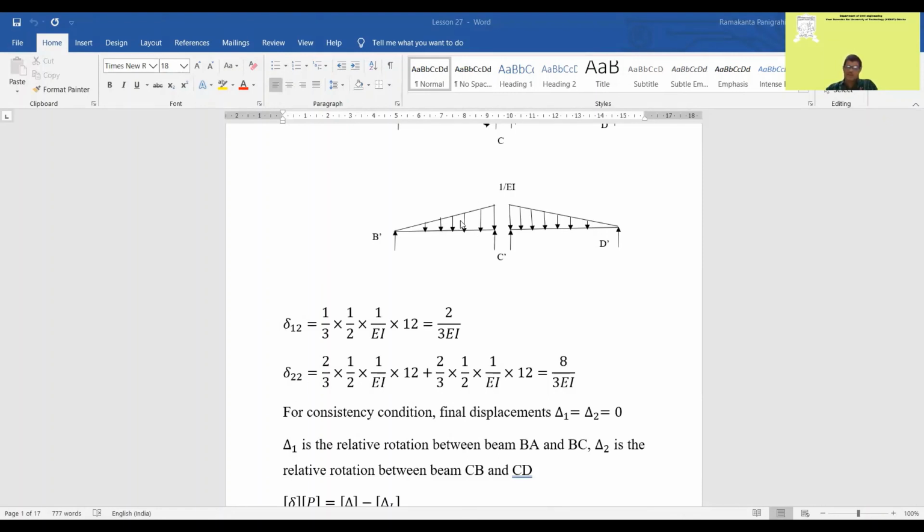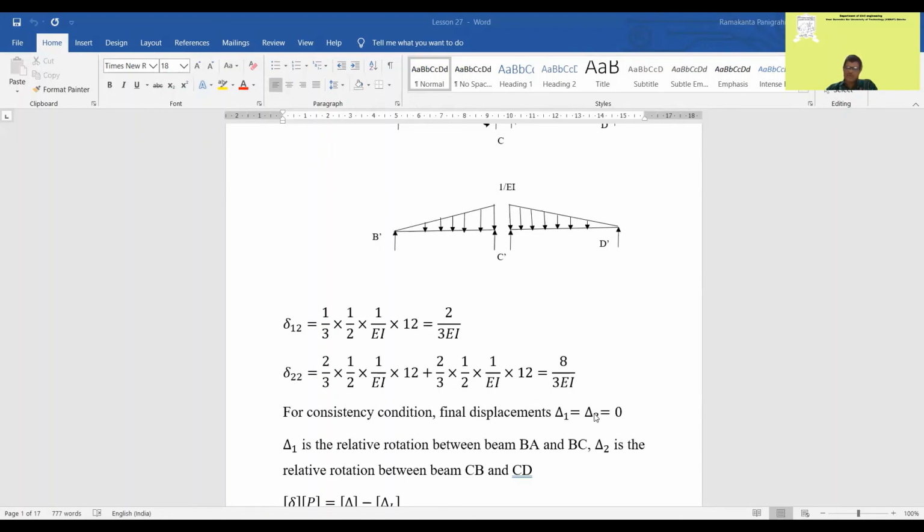In a similar way, 1/3 will come to this side, 2/3 to this side, 2/3 to this side, and 1/3 of the load will come. So simply, 1/3 of half of the area of the triangle, and here 2/3 from this triangle, 2/3 from this triangle. That will be the value of the shear, which corresponds to the rotation in the actual beam. So we'll find out delta 1, delta 2. Now the final displacement delta 1, delta 2 is equal to 0. There are no imposed conditions here.